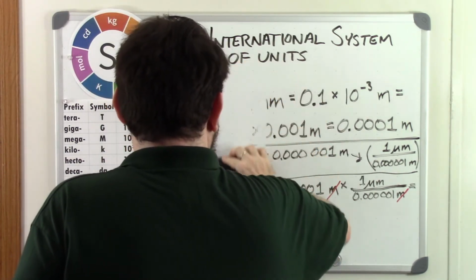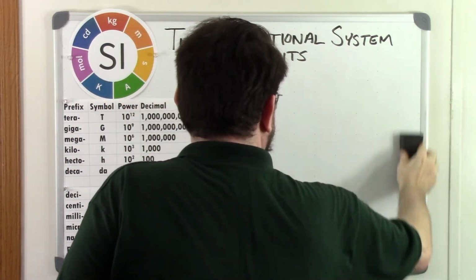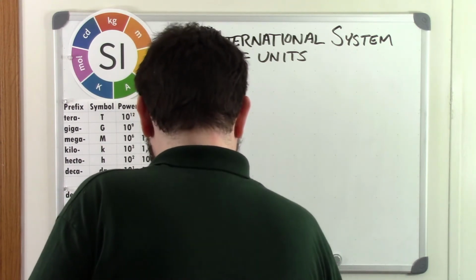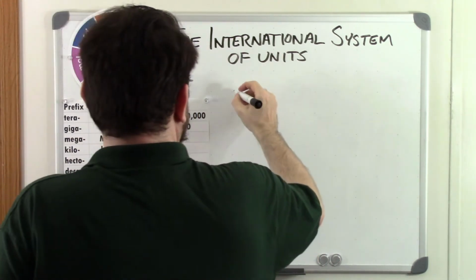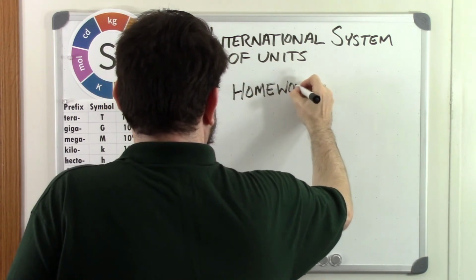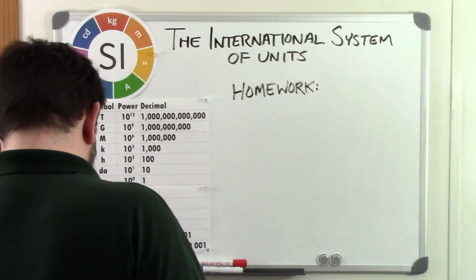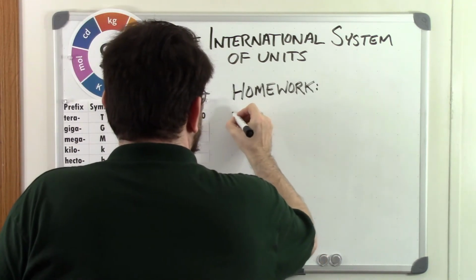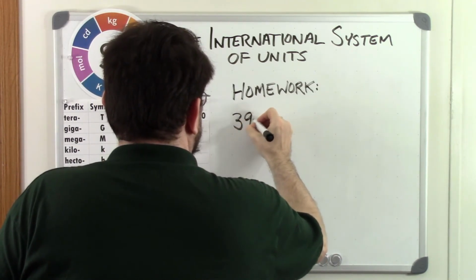Now it's your turn to try. As usual, I'll put all the answers in the video description. The distance from New York to Los Angeles by air is 3,944 kilometers. How far is that in meters? How far is that in megameters?